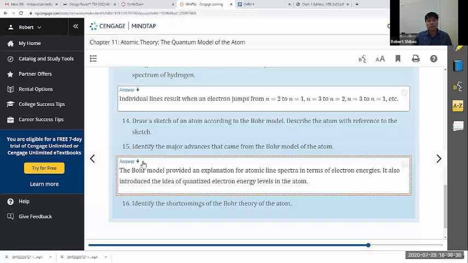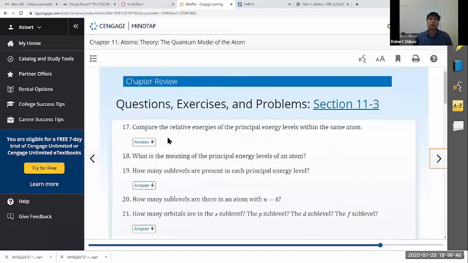So they said the Bohr model provided an explanation for atomic line spectra in terms of electron energies. It also introduced the idea of quantized electron energy levels. Unfortunately, Bohr models no more. Compare the relative energies of the principal energy levels within the same atom. Going from n equals 1 to n equals 2, n equals 2 is higher in energy, etc.